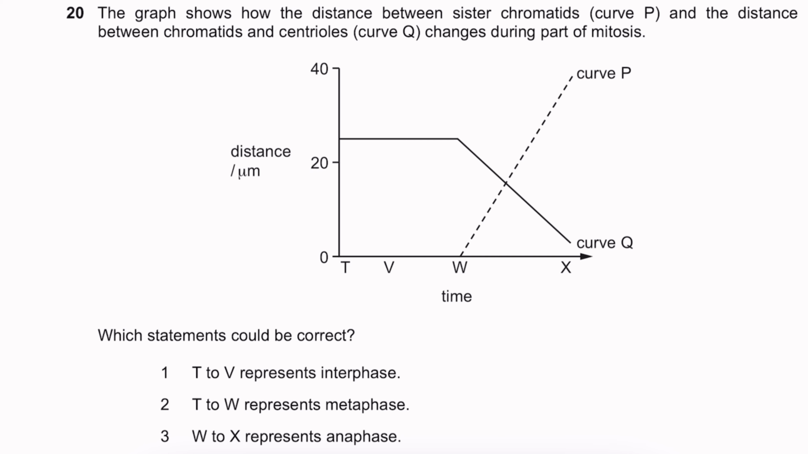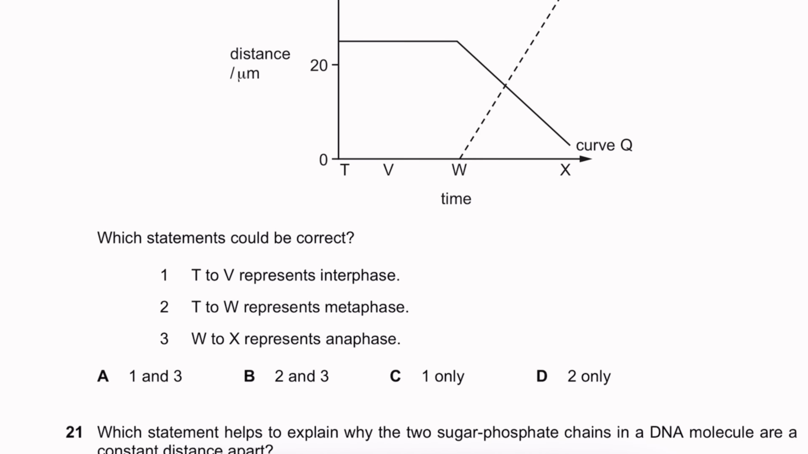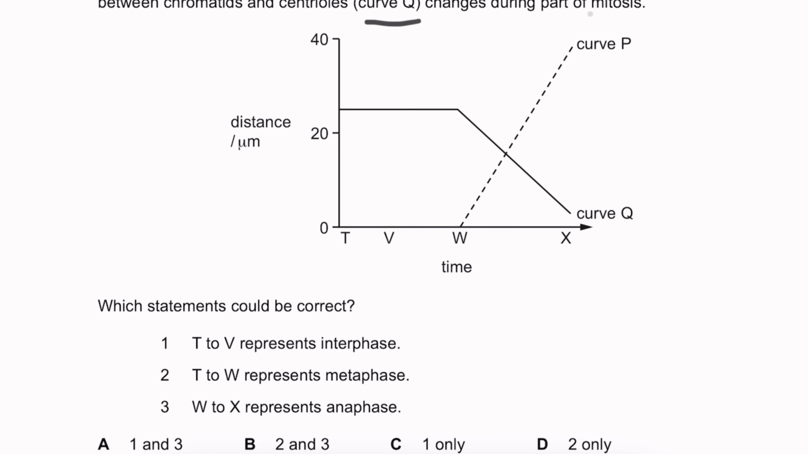Okay, so for number 20, the graph shows how the distance between sister chromatids, curve P, and the distance between chromatids and centrioles, curve Q, changes during part of mitosis. And, okay, so we have part of mitosis. This is very important. So which statements could be correct? T to V represents interphase. This is wrong because interphase is not part of mitosis. T to W represents metaphase. Yes. W to X represents anaphase. Correct. So it's 2 and 3 only.